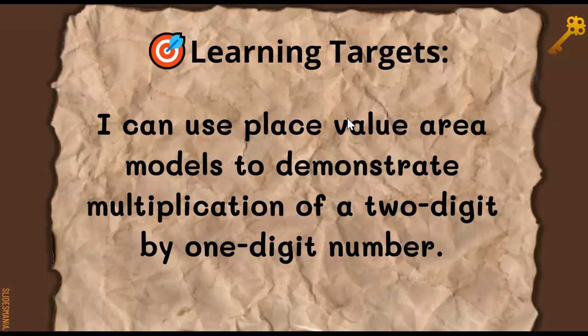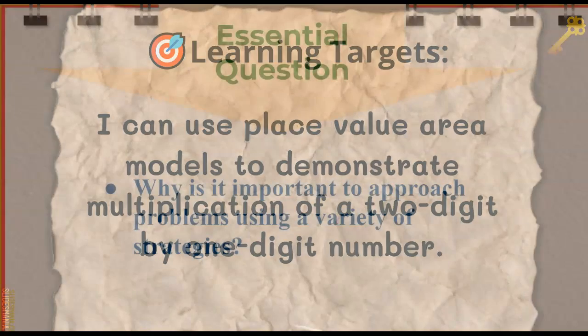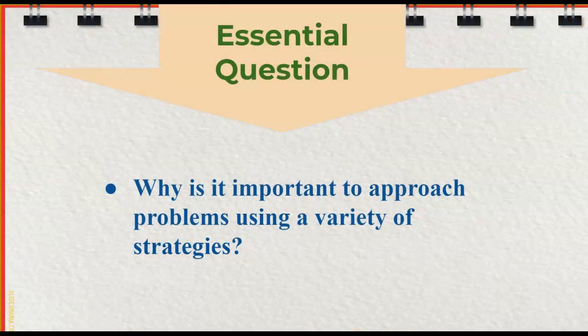Our next slide contains our learning target. I can use place value area models to demonstrate multiplication of a 2-digit by 1-digit number. Our essential question for this unit is remaining the same. Why is it important to approach problems using a variety of strategies?